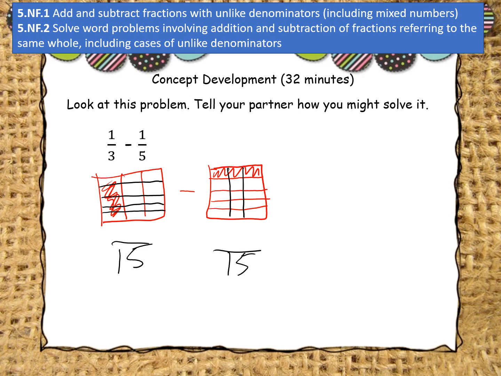So how many do we have colored in? 1, 2, 3, 4, 5 15ths. And over here we have 3 15ths. And when we subtract that, 5 15ths minus 3 15ths equals 2 15ths. All right, so this is definitely a skill we worked on earlier in the year, but I want to make sure we're really good at this before we move on to doing this numerically.